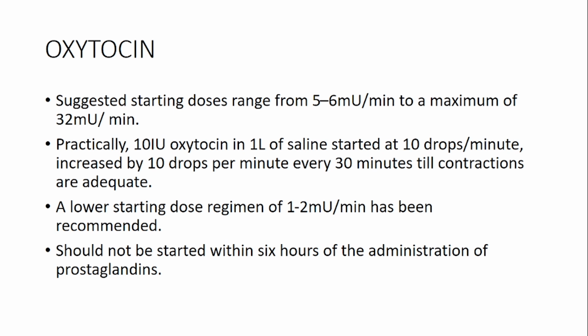Practically, what we do is to put 10 international units of oxytocin in 1 liter of saline, starting at 10 drops per minute, and increase by 10 drops per minute every 30 minutes till adequate contractions are noted. Adequate contractions means about 3 contractions in 10 minutes, lasting 40 to 50 seconds. That's a normal contraction.